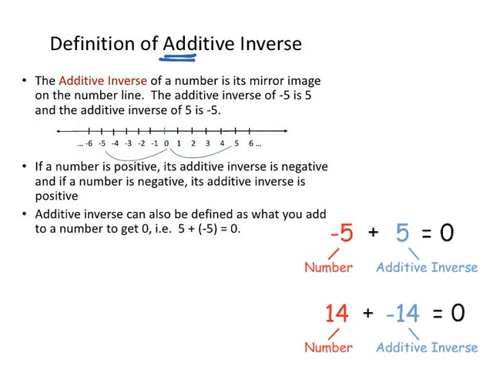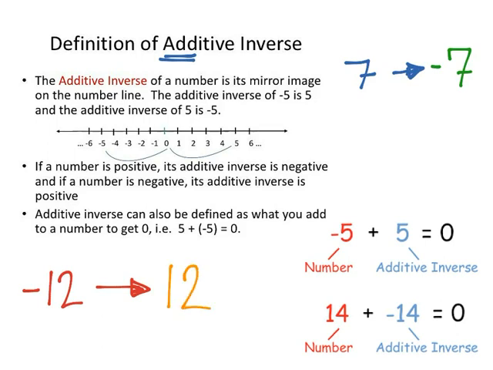The additive inverse of 7, let's say, would turn into -7. So the opposite is always just the negative version of whatever you're talking about, okay? If you started with a negative, like for instance, -12, the inverse of -12, the additive inverse of -12, would then be a +12, okay?